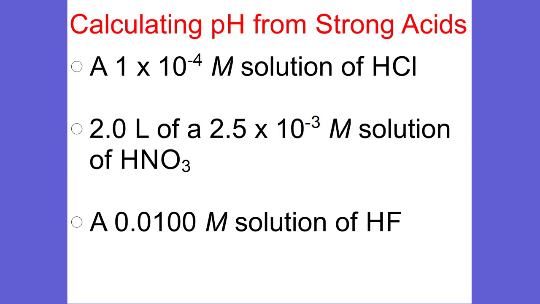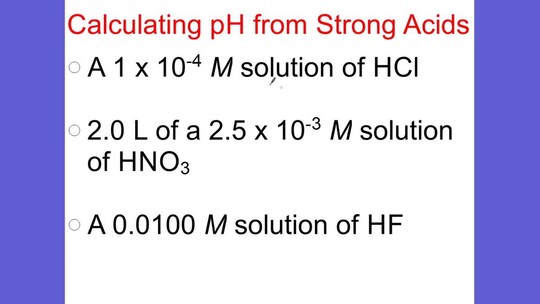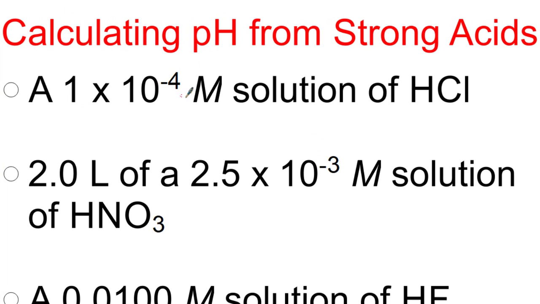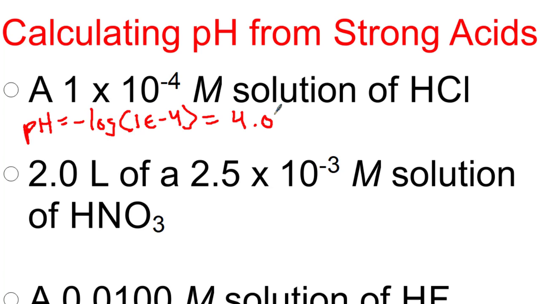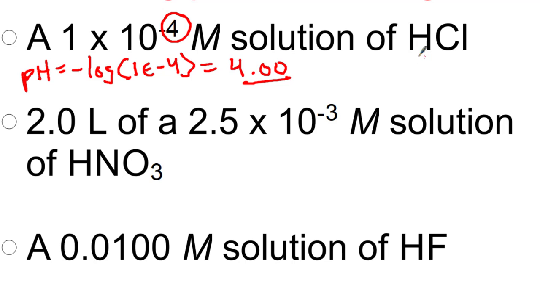So let's take a look first at calculating pH from strong acids. And so we have our first one. We have a 1 times 10 to the negative 4 molar solution of HCl. So we want to find the pH. pH equals negative log of my concentration. What's my concentration? It's 1 times 10 to the negative 4, which means if I put that in my calculator, negative log is just a button on your calculator, 1e negative 4, and you would get a pH of 4.00, which means this number right up here is going to be very close. If you have 1 times 10 to the negative 4, it's going to be exactly a pH of 4. And we had a strong acid, we had HCl, so we could use our pH equation.